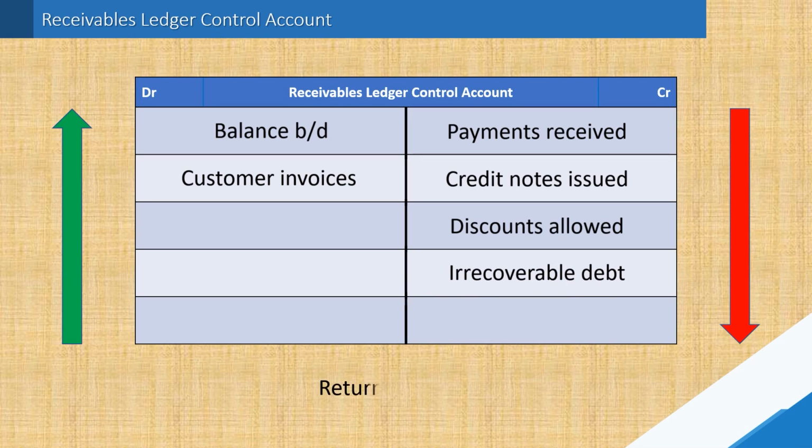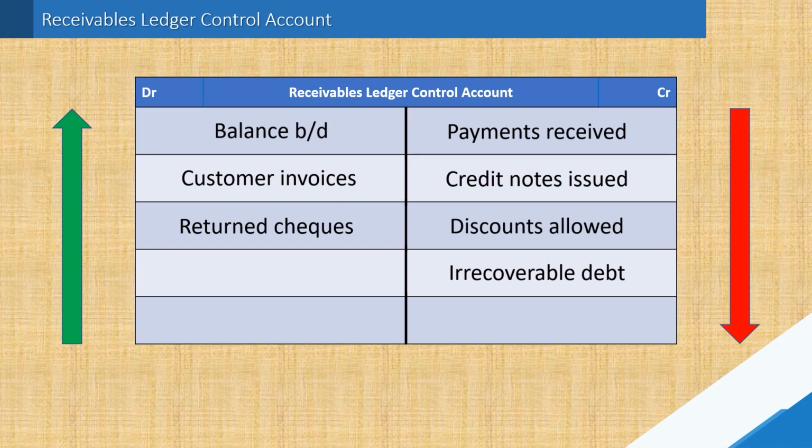Next is returned cheques. Some customers will pay by cheque, and inevitably there'll be some cheques which are returned by the bank. They've bounced because there are insufficient funds in the customer's bank to honour the cheque. And this will mean the customer will have to pay again, and it will increase what is owed to the business.